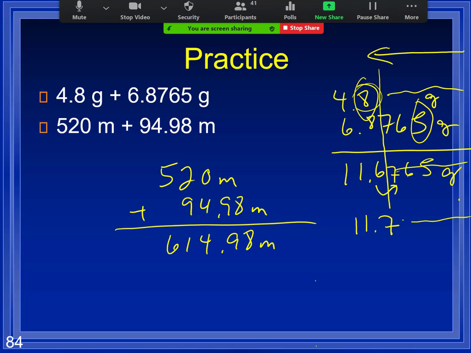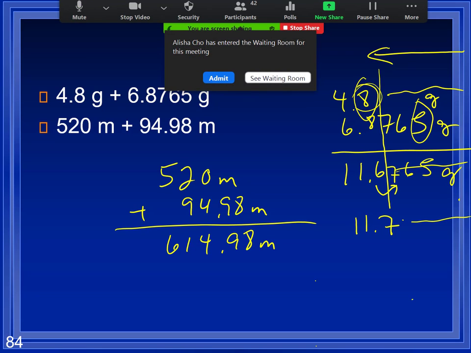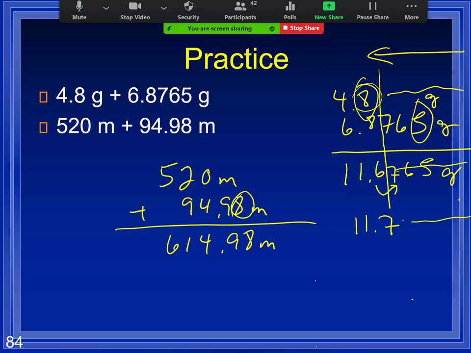Now, think about sig figs. The last sig fig is the 8 in 94.98. And in 520, no decimal places. It's absent, so I go until I find it. So the last sig fig is the 2. That 0 is just a placeholder. So now, which of those places is furthest to the left? Well, that's the 2. So that's where I have to round.